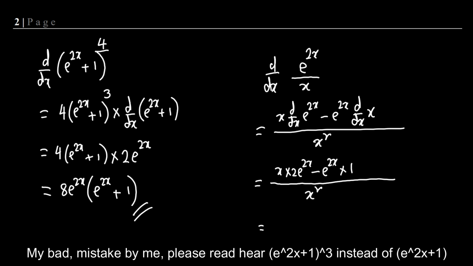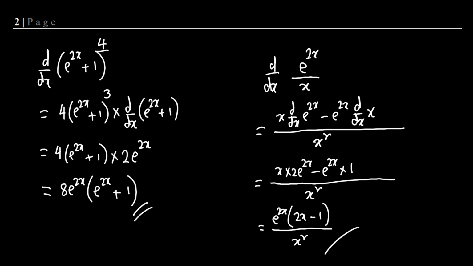If we take e to the power 2x common from the top, then the remaining part is 2x minus 1, and below x square. So this is the total thing of the exponential. We can make the equation longer, but this is the basic rule from the differentiation.